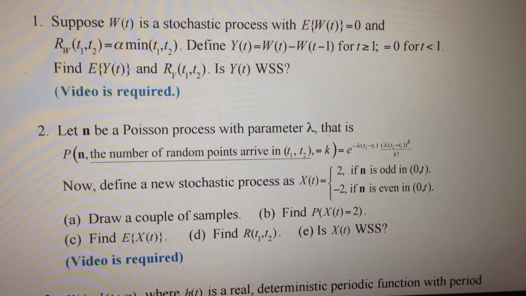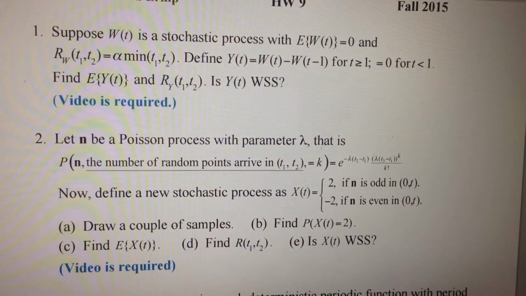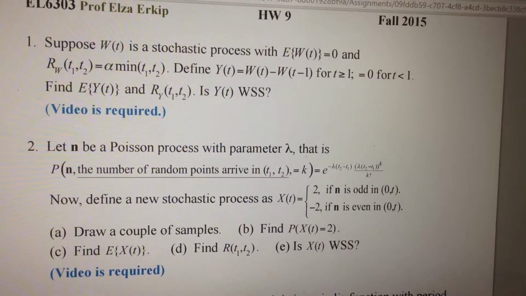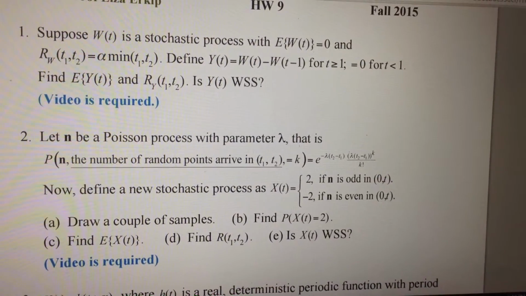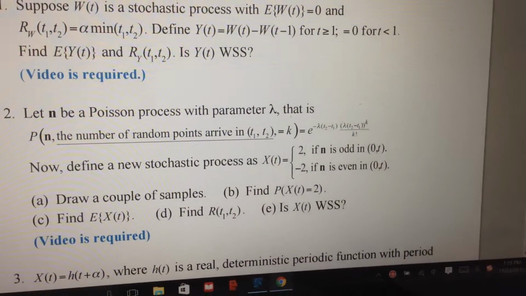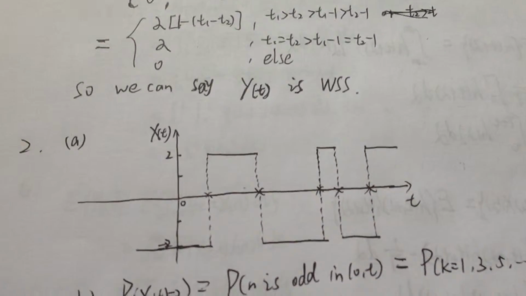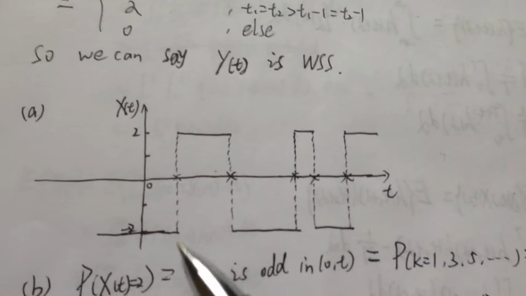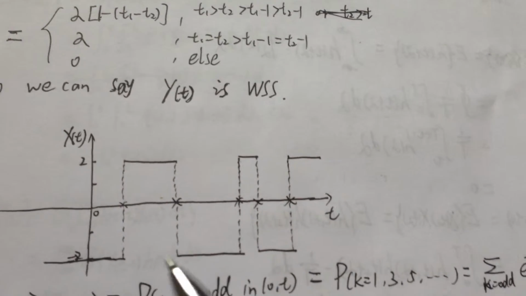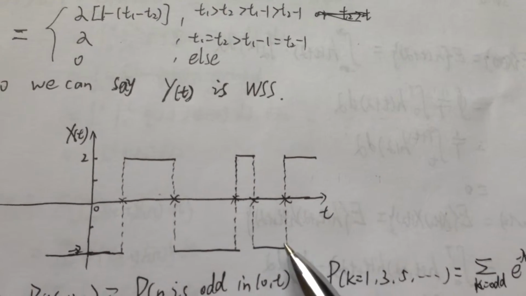Now let's go on to the second question. We can find that it's very similar to the questions we dealt with in the last homework. So let's go to the question. A. Draw a couple of samples. We can draw an arbitrary sample, and actually I'm not sure if I was correct, but I think it's what the question asked me to do.